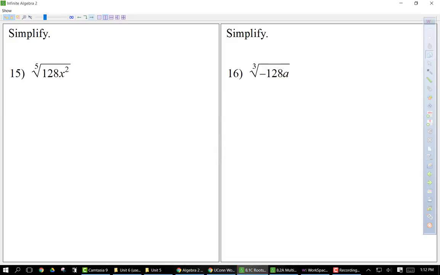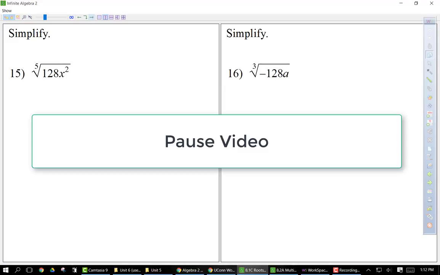Okay, go ahead and do 15 and 16, and hit play once you have them done, and then we'll see where we're at.